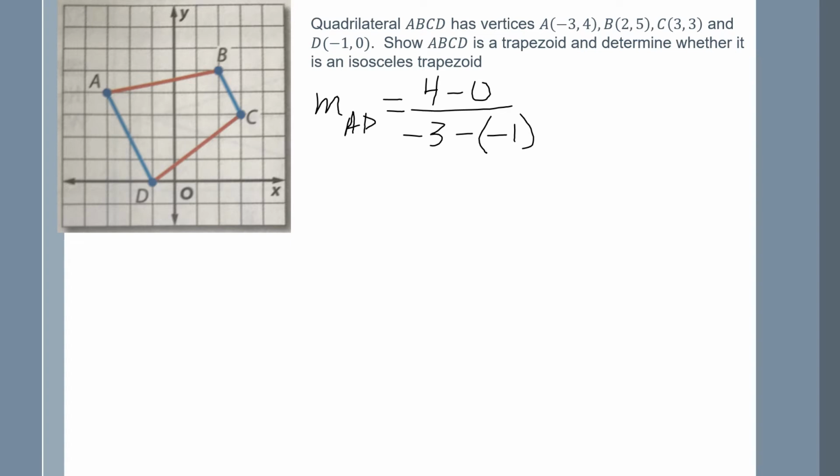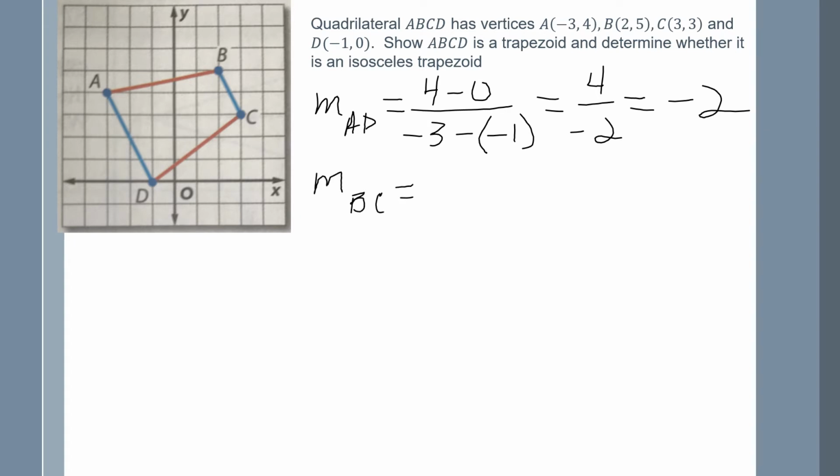Making sure I've got the right thing here. So AD: 4 minus 0 over negative 3 minus negative 1. Yep, I'm okay. So 4 over negative 3 minus negative 1 is negative 3 plus 1, negative 2. So the slope is negative 2. Now we're going to find the slope of BC.